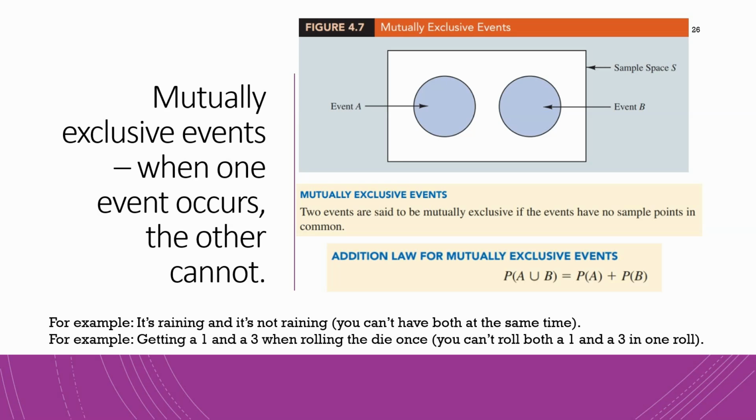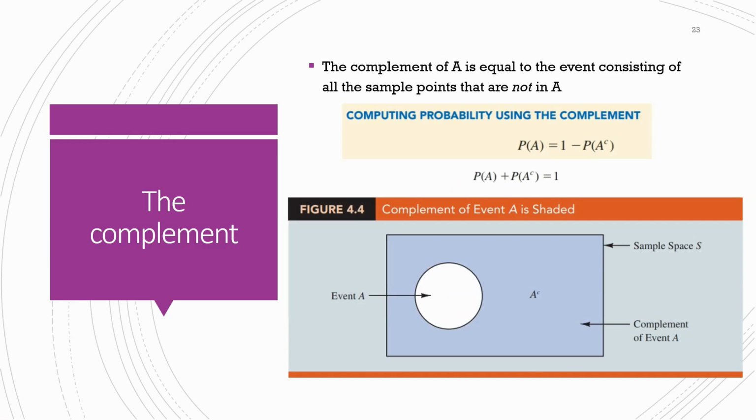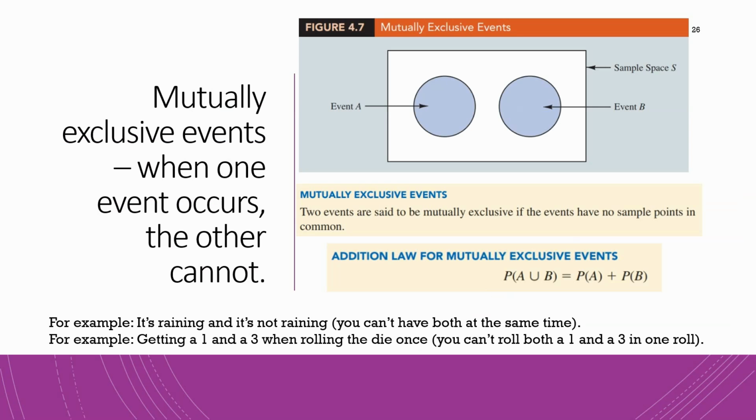If you have events that are mutually exclusive, meaning they cannot happen together, the equation is just the sum of the two events. That would tell you their probability. So, for example, let's go back to our example from earlier when we were talking about the complement. What is the probability of getting one head when tossing two fair coins? This is event A, this is event B. You can think about getting a heads and a tail. Those are mutually exclusive, so they can't happen together, and we can add them together.